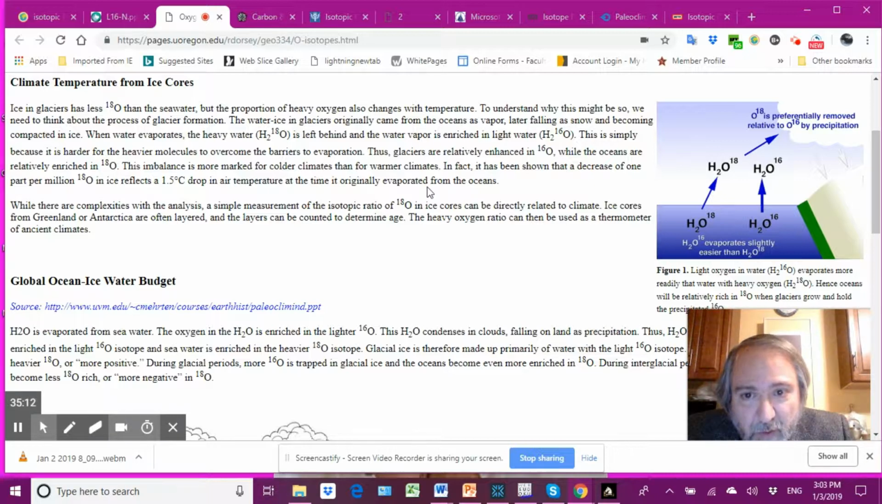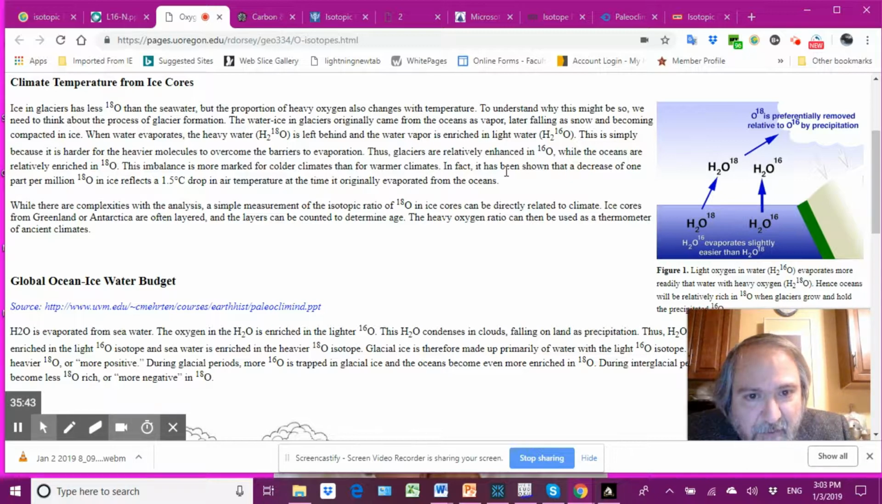So again, any water containing 18O that does evaporate quickly condenses out as rain. This is simply because it's harder for heavier molecules to overcome the barriers to evaporation. It's harder to get into the atmosphere. Thus, glaciers are relatively enhanced in 16O, while the oceans are relatively enriched in 18O. This imbalance is more marked for colder climates than for warmer climates.